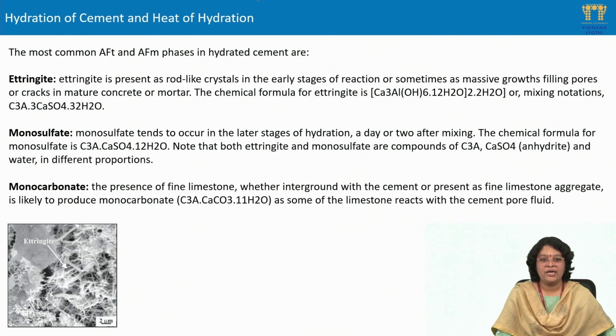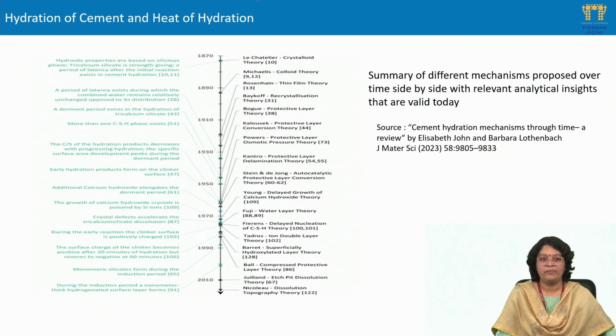Monocarbonate is another product that is formed when the fine limestone aggregate reacts with the cement pore fluid. Likewise, the monocarbonate product is also formed.